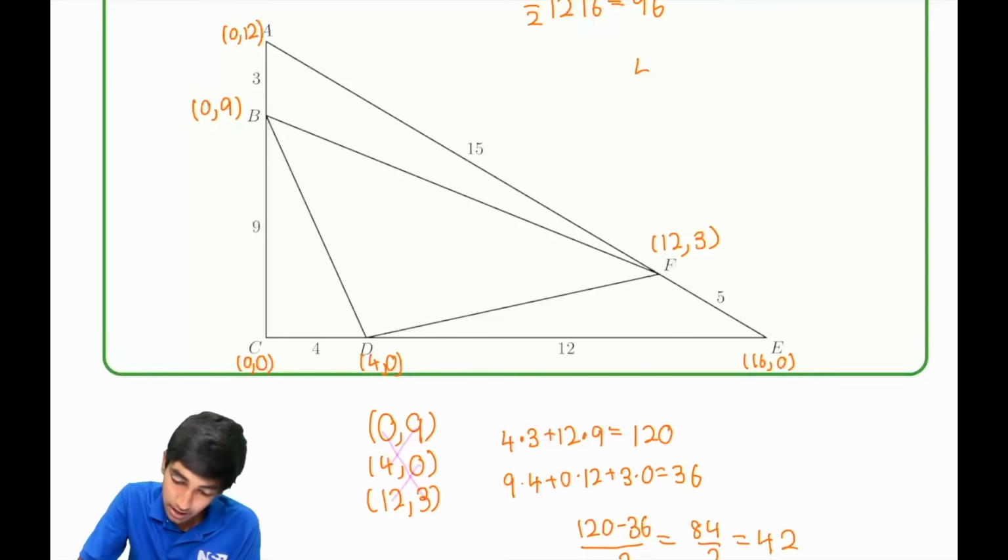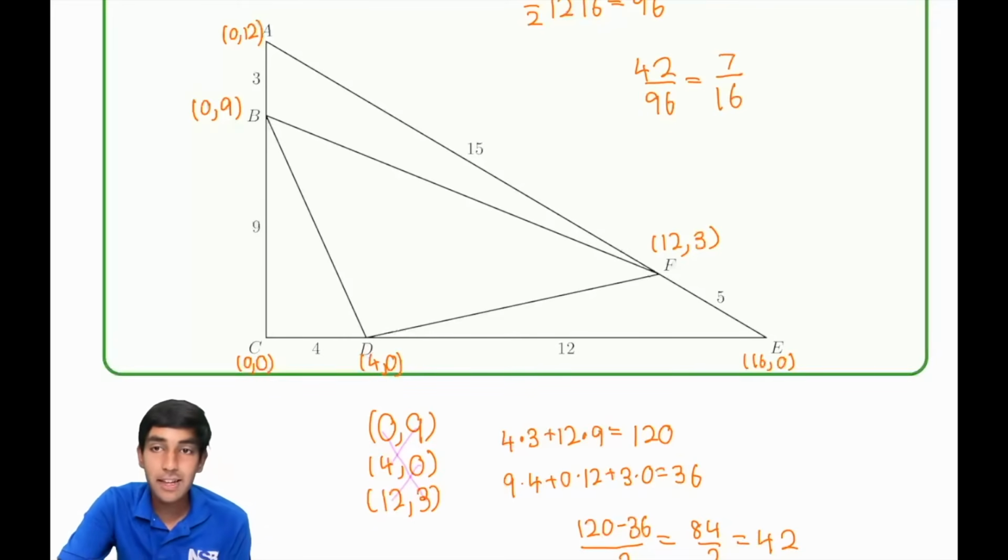And the ratio of areas, 42 to 96. You can simplify that out. Divide by 6. 7/16 is the answer for this problem.